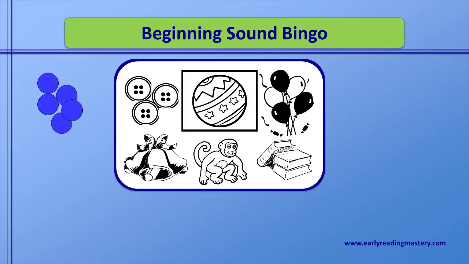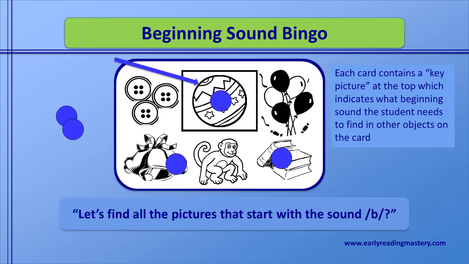In this presentation, you will learn how to use the beginning sound cards. I use bingo style cards containing pictures of objects and animals that would be familiar to a 3 or 4-year-old child. Each card contains a key picture at the top, which indicates what beginning sound the student needs to find in other objects on the card.